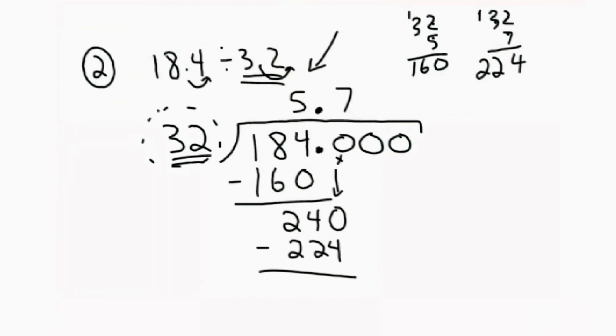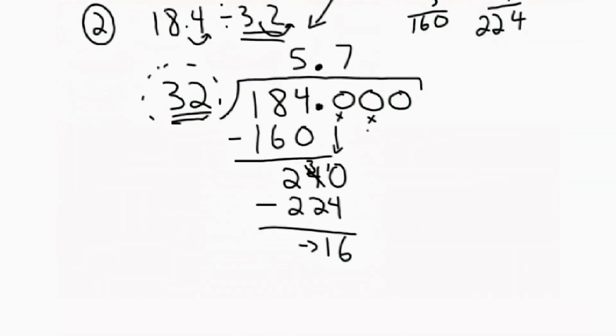And 0 minus 4 we can't do here, so we've got to borrow 1 from the next column over, so that becomes a 3, and the 0 becomes a 10. 10 minus 4 is 6, and 3 minus 2 is 1. Again, look, this number here is less than 32.